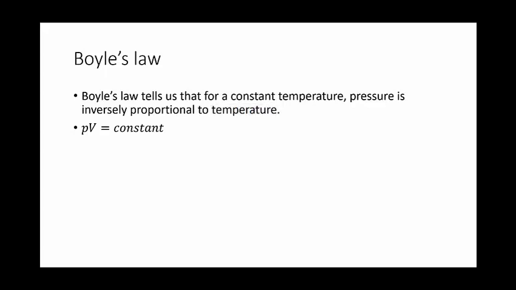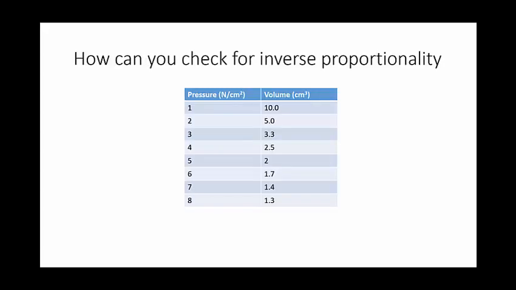What does inversely proportional mean? How can we check for it? Well, if you've got a table of results like this, the best way of checking for it is working out the pressure times the volume in each case. So we've got 10 on the first one, 10 on the second one, 9.9 for pressure of 3, 10 again, 10 again. You can see a pattern starting to form.